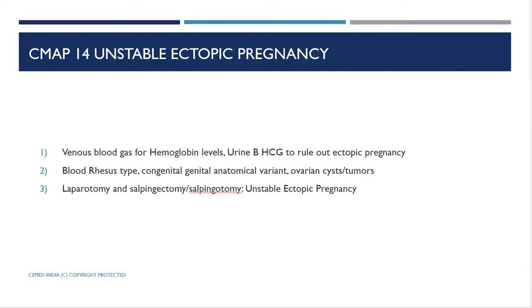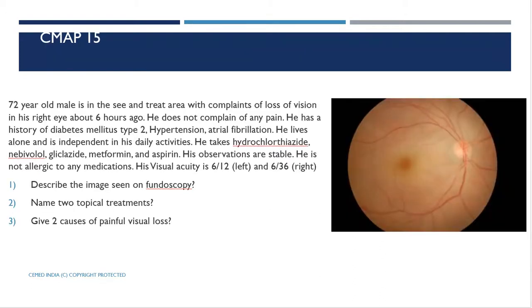In the history, blood group type is very important as well in all pregnant ladies. You can ask about ovarian cyst and tumors, congenital anatomical variations. Let's move on. Okay, let's pause the video again.